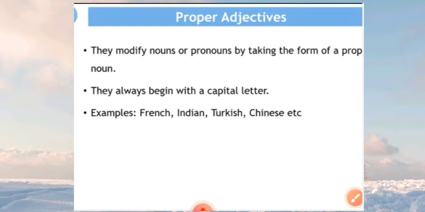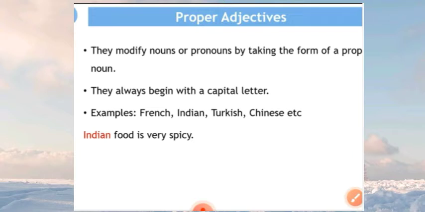So also let's take a look at some sentences here. Indian food is very spicy. So here, food is my noun. And Indian, which is coming before food, is actually a proper adjective, right? It is modifying this noun food. It is giving you more information about it. And as you can see, it has taken the form of a proper noun that is Indian, which means it is a proper adjective.